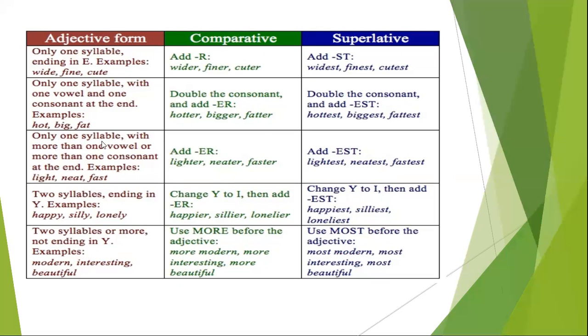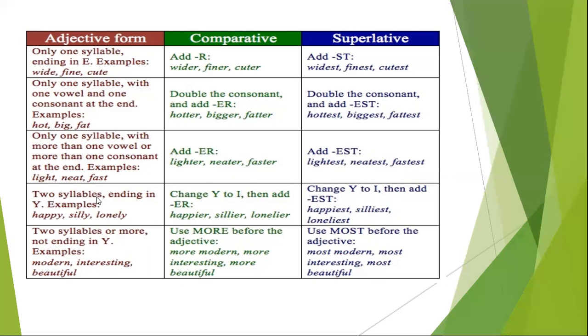Next one, only one syllable with more than one vowel or more than one consonant at the end. For example, light, neat, fast. If we have more than one vowel or more than one consonant at the end, we should add ER in comparative. That is lighter, neater, faster. In superlative, you should add EST: lightest, neatest, fastest.